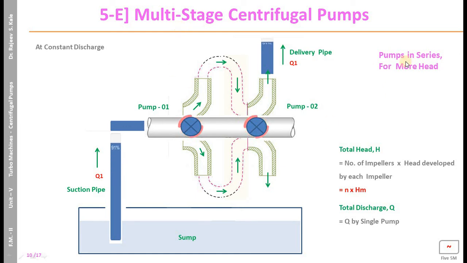So there are two cases, pumps in series and pumps in parallel. Pumps in series, at constant discharge, the purpose is to increase the head. So if you attach two impellers, the head developed by a single impeller times the number of impellers gives you the total head. Discharge is constant. So when the purpose is to increase the head, you attach the pumps in series.